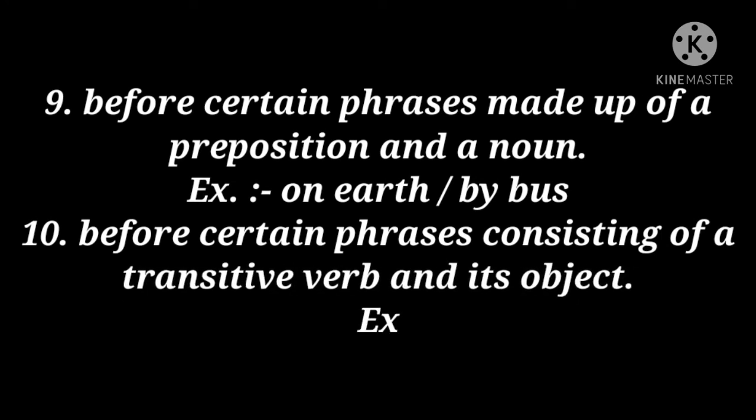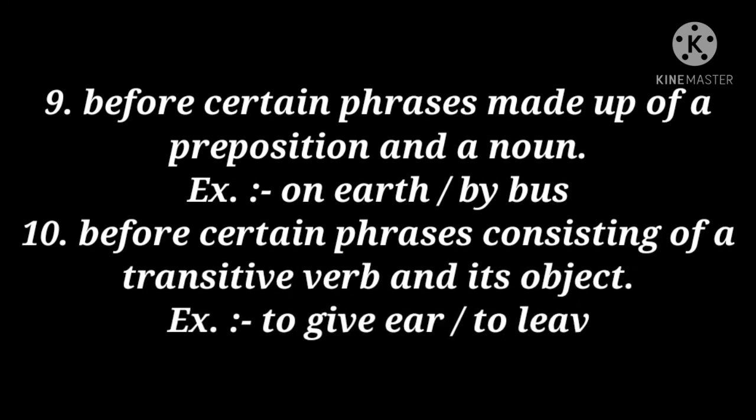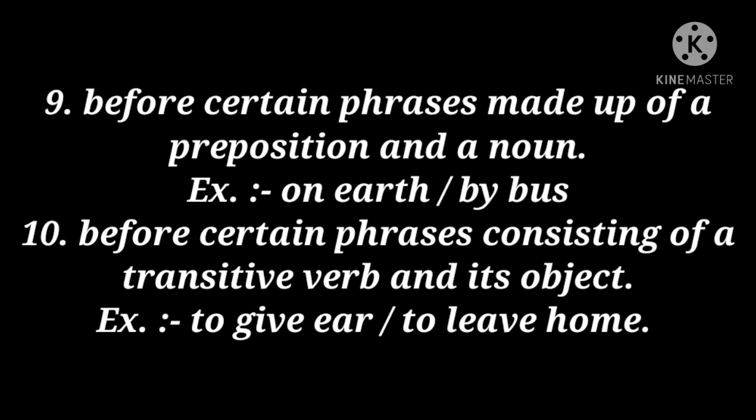Tenth. Before certain phrases consisting of a transitive verb and its object. Transitive verbs are the verbs which need an object. For example, to give ear. In this phrase, give is a verb and ear is its object. So, it is a transitive verb. So, we will not use any article before them.